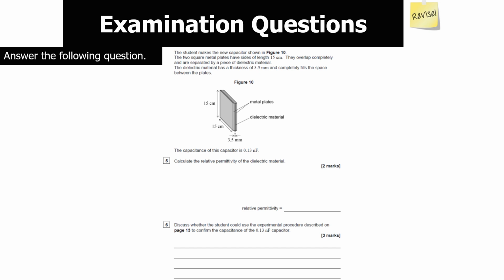The two square metal plates have sides of length 15 centimeters. They overlap completely and are separated by a piece of dielectric material. The dielectric material has a thickness of 3.5 millimeters and completely fills the space between the plates.